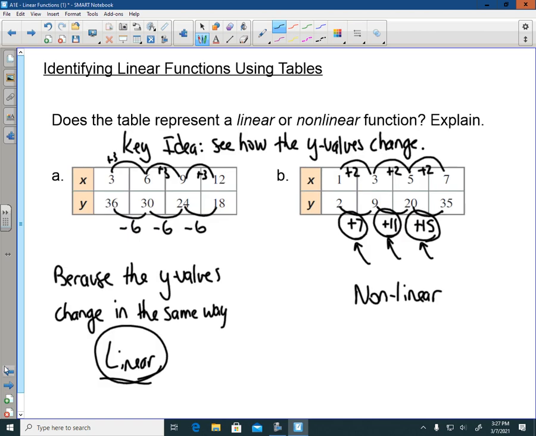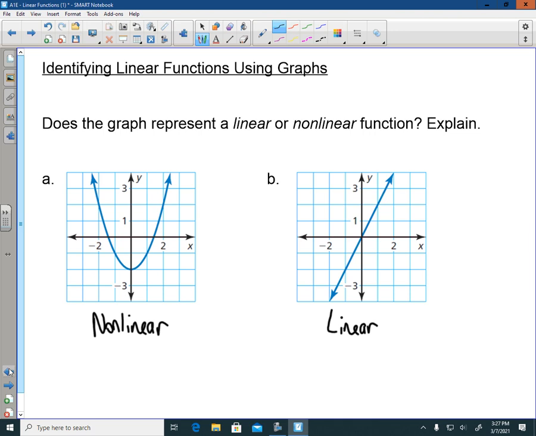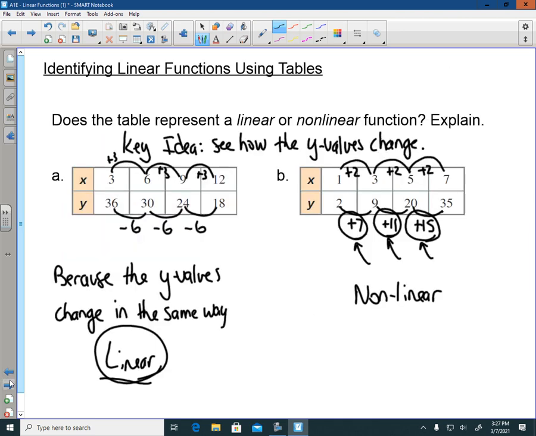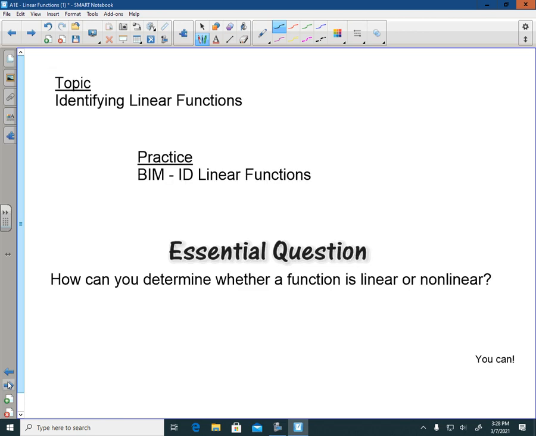So let's recap. In graphs, it's easy. If it's a line, it's linear. If it's not a line, it's not. Simple as that. In tables, it's a little bit trickier because you have to figure out how things change. But if your y values change in the same way, then it's linear. If they're not changing in the same way, nonlinear. Y values are the same, linear. Y values aren't the same, nonlinear.